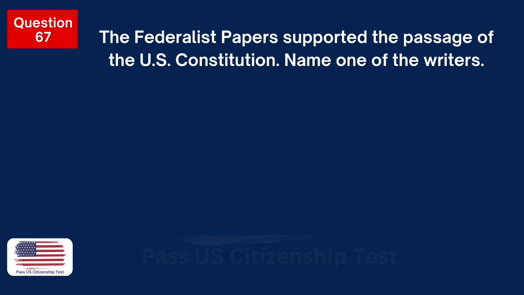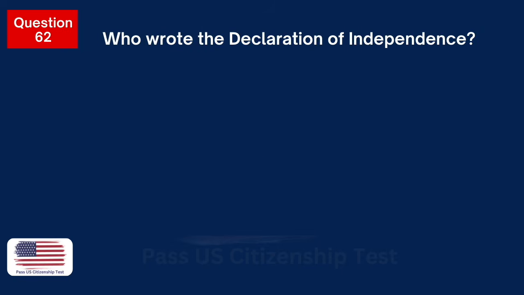The Federalist Papers supported the passage of the U.S. Constitution. Name one of the writers. James Madison. Who wrote the Declaration of Independence? Thomas Jefferson.